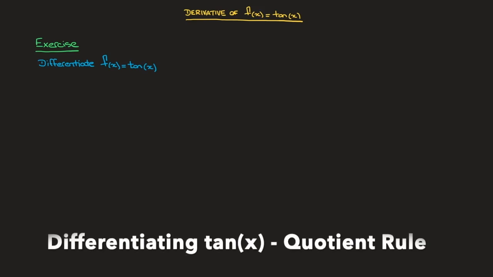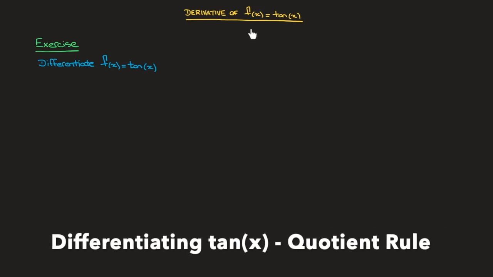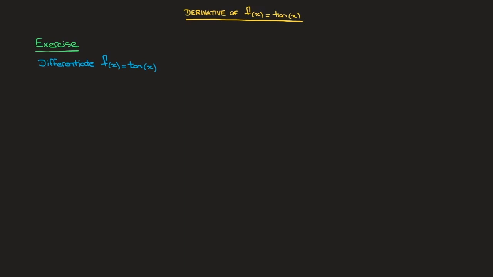Hi everyone, let's see how to find the derivative of tan of x. So I've written this as an exercise here. We have to differentiate f of x which equals tan of x. To do this, the important thing to remember is that tan of x, by very definition, is equal to sine of x over cosine of x.